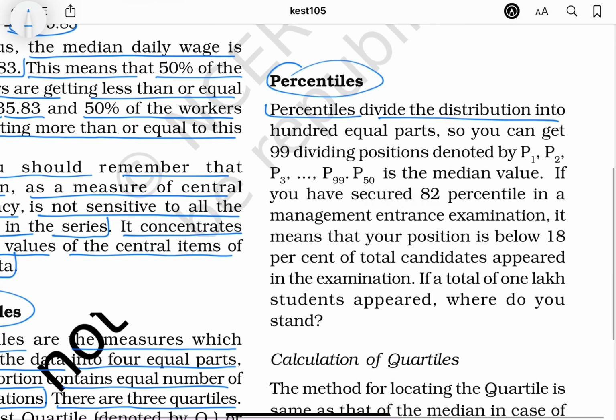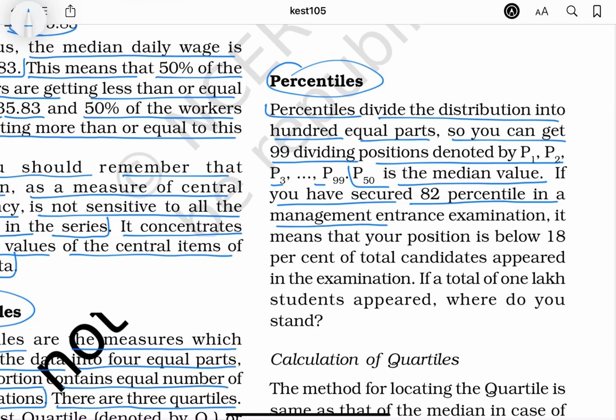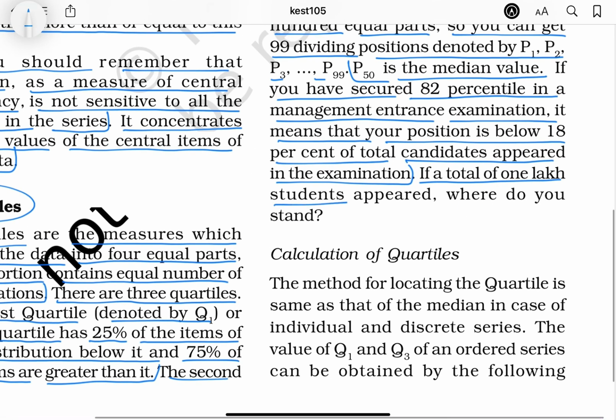Percentiles divide the distribution into 100 equal parts, so you can get 99 dividing positions, denoted by P1, P2, P3, ..., P99. P50 is the median value. If you have secured 82 percentile in a management entrance examination, it means that your position is below 18% of the total candidates who appeared in the examination. If a total of 1 lakh students appeared, where do you stand?